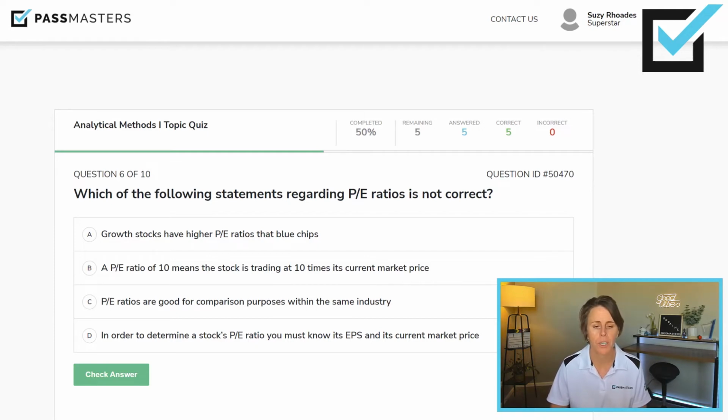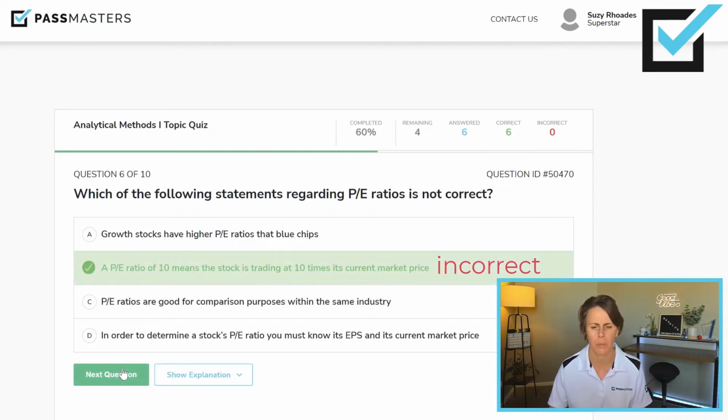PE ratios are good for comparison purposes within the same industry. Only. That would be a good word to add there. That is true. So you can't go compare a technology company with an automobile manufacturer. No, they're different types of companies. So PE ratios are good for comparisons within the same industry. Yes. In order to determine a stock's PE ratio, you must know its earnings per share and its current market price. Yes. So not correct, the false statement: a PE ratio of 10 means that the stock is trading at 10 times its current market price. Not true. 10 times its earnings per share.